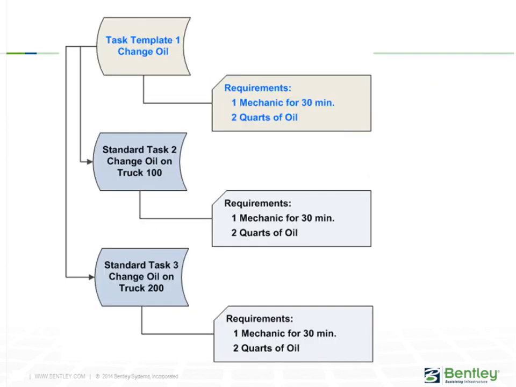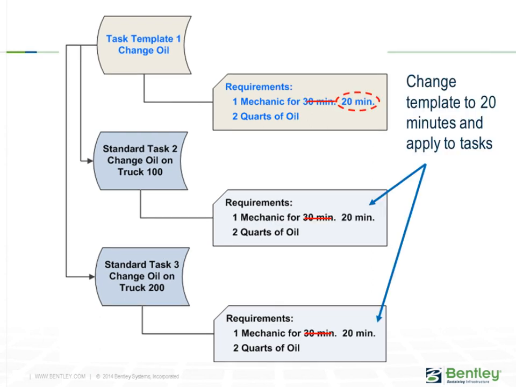For example, using a change oil task template as an example, assume that when the task template was first defined, it was estimated to take 30 minutes to change the oil on a truck. After a period of time, it is apparent that it only takes 20 minutes to change the oil. You can change the task template resource requirement to reflect the new standard time of 20 minutes. The new value is applied to all of the change oil standard tasks that are based on the task template.